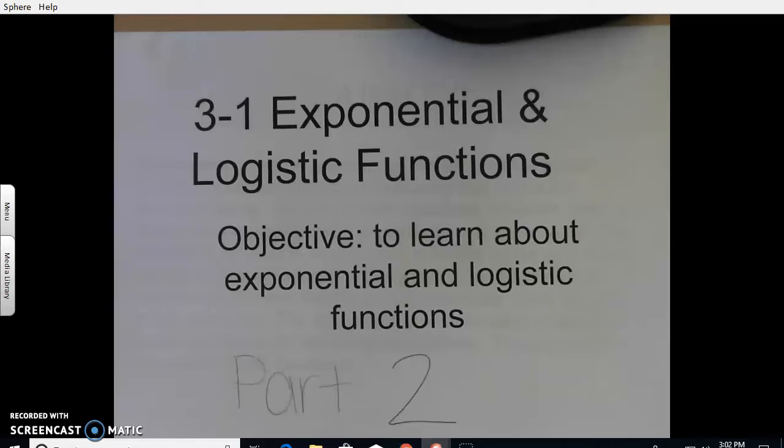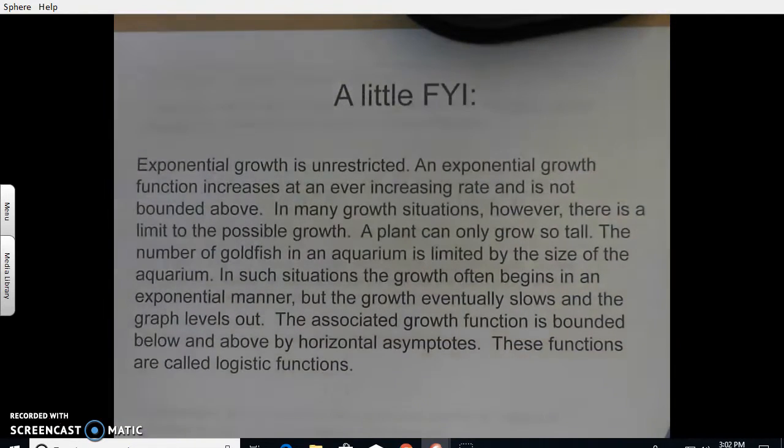Today we're going to do 3.1, exponential and logistic functions, part 2. So today we're going to focus on logistic functions. Exponential growth is unrestricted. An exponential growth function increases at an ever-increasing rate and is not bounded above. In many growth situations, however, there is a limit to the possible growth.